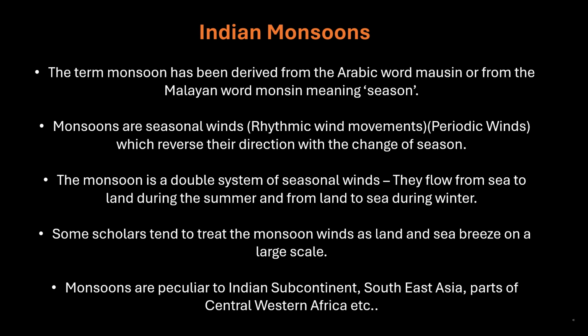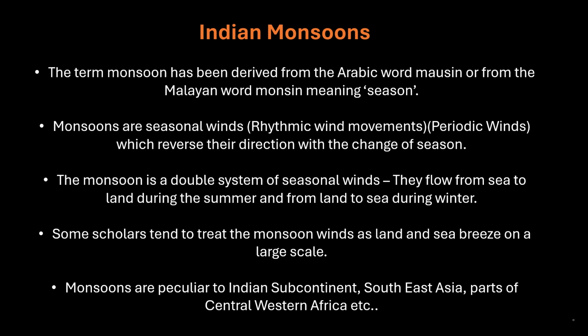Indian monsoons. The term monsoon has been derived from the Arabic word mausim or from the Malayan word monsoon, meaning season. Monsoons are seasonal winds, rhythmic wind movements, periodic winds, which reverse their direction with the change of season. The monsoon is a double system of seasonal winds. They flow from sea to land during the summer and from land to sea during winter. Some scholars tend to treat the monsoon winds as land and sea breeze on a large scale.